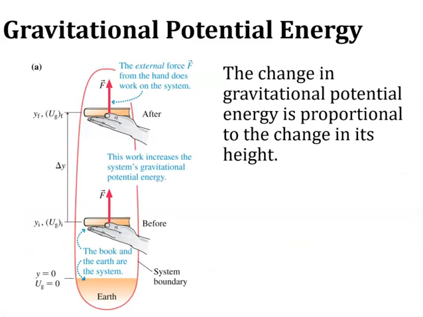So the change in gravitational potential energy is proportional to the change in height. So if I double my height, I double the gravitational potential energy. If I double my mass, I double my gravitational potential energy. So gravitational potential energy is proportional to both mass and height.